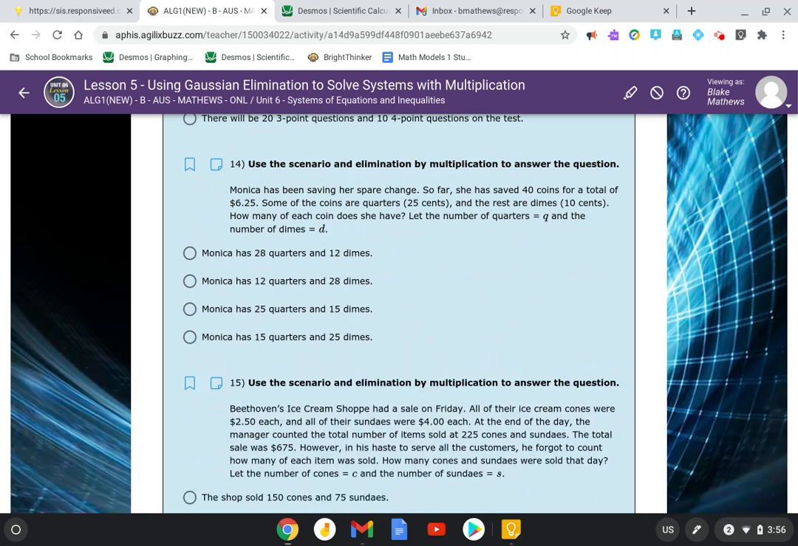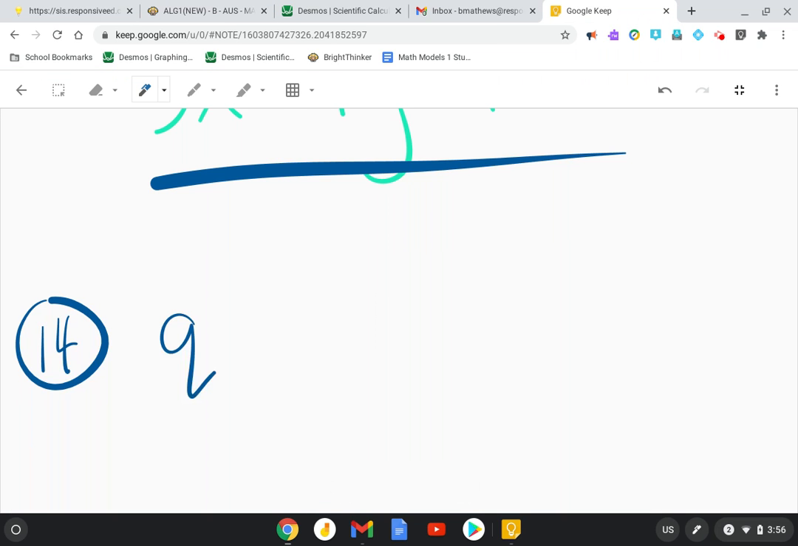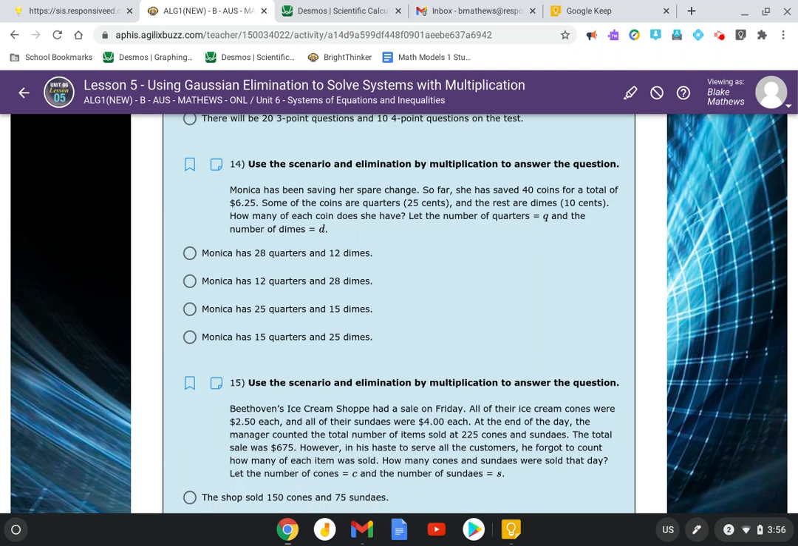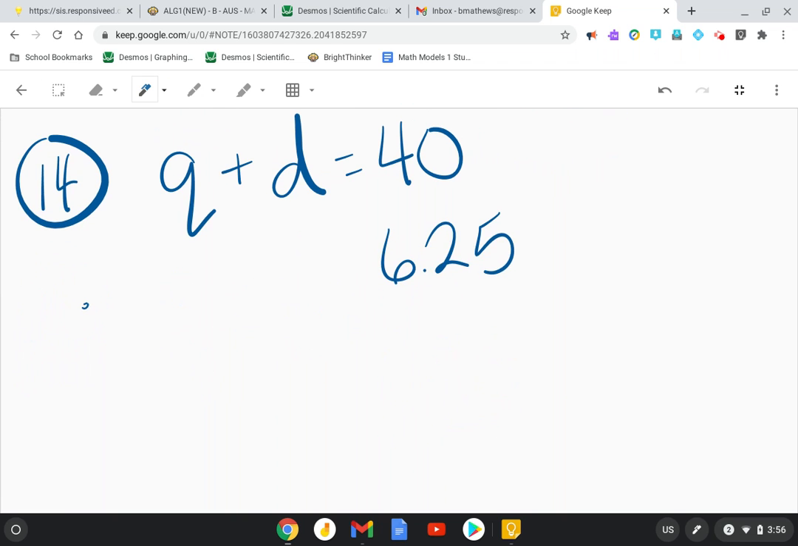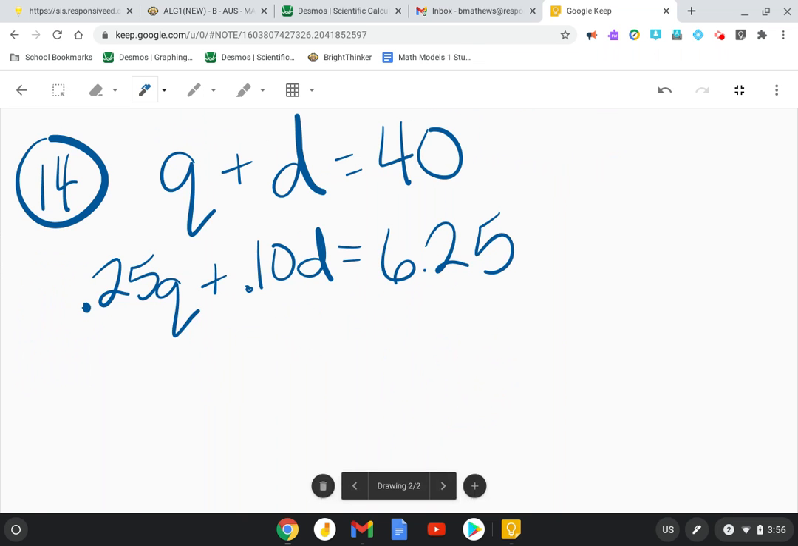14, similar situation. I'll help you get set up. She has 40 coins in total, Q and D, quarters and dimes. Quarters plus dimes equals 40 total coins, and the total value of them is $6.25. So 0.25 times quarters plus 0.10 times dimes gives me that. And then you solve that way.